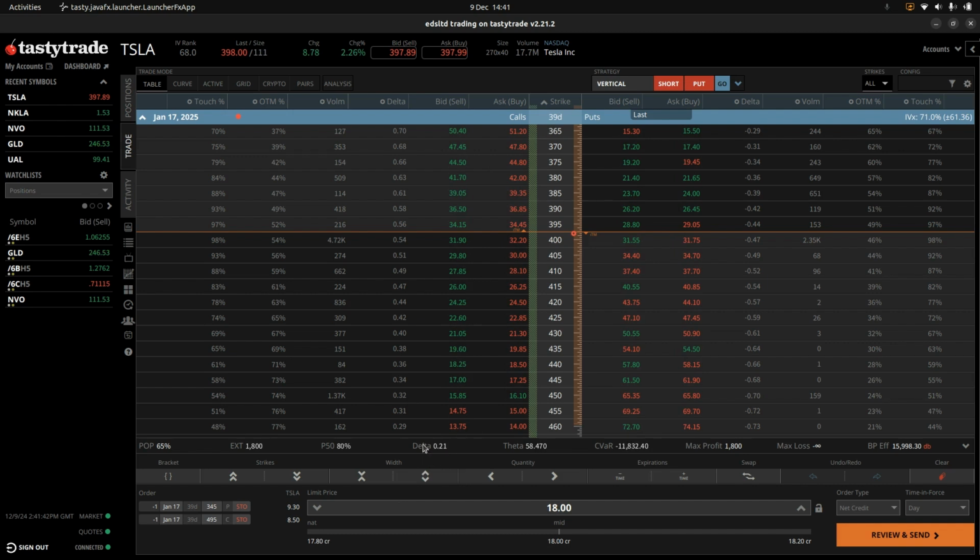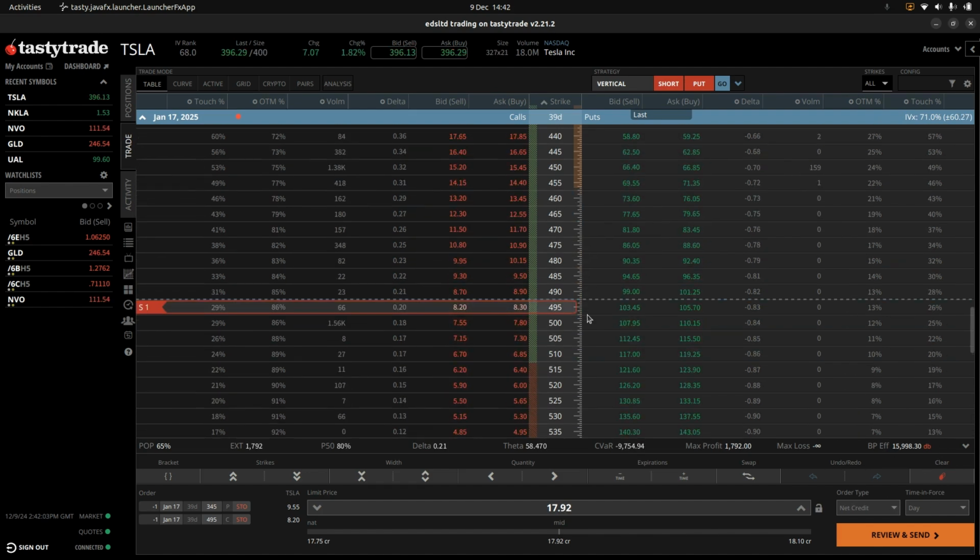We're pretty much delta neutral on the trade. We get $58 of daily theta decay. This would increase as time goes on, assuming all else stays equal. And our broker is going to require just under $16,000 in buying power to open this position. Now, as we mentioned, $16,000 is probably a bit too much for most people.